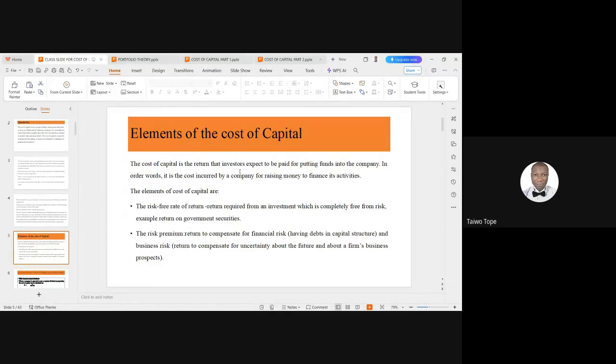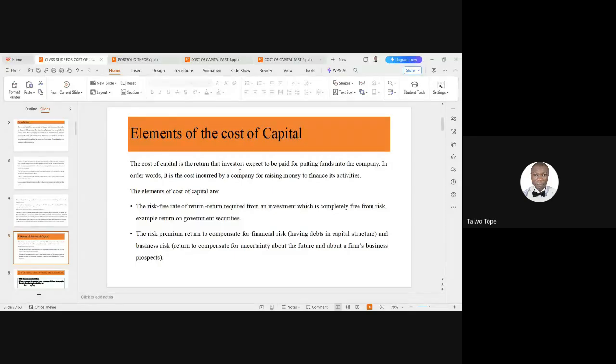The elements of cost of capital are the risk-free rate of return, that is return required from an investment which is completely free from risks. And what are those investments? They are government securities, otherwise known as gilt-edged securities. Also, we have the risk premium. This is return to compensate for financial risk.